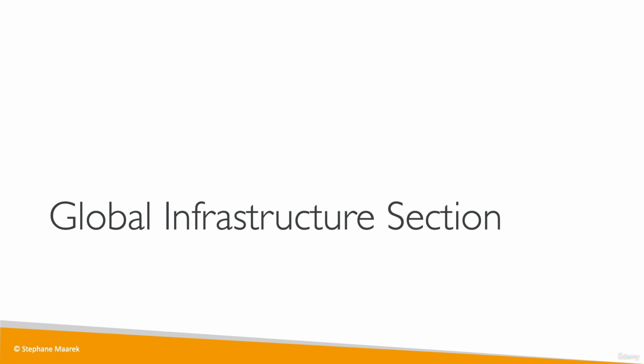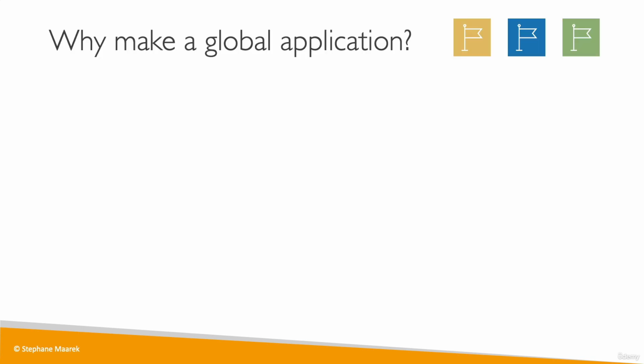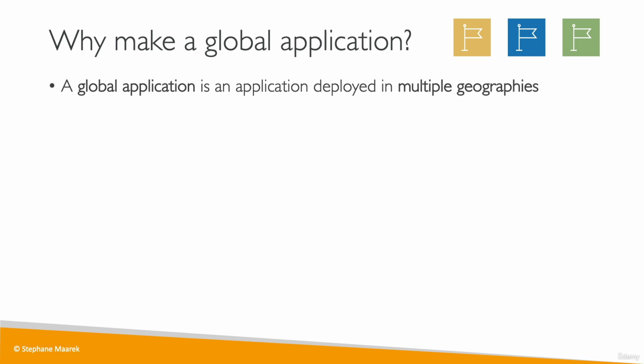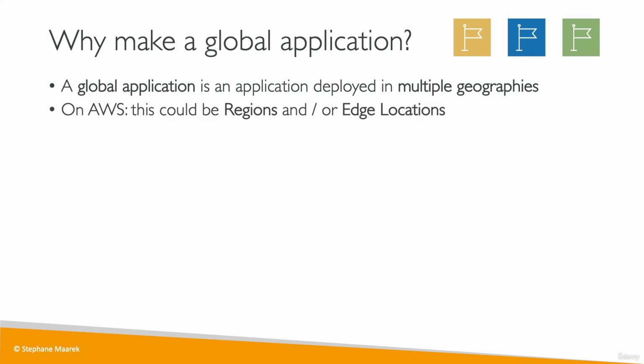Okay, so we are getting to a new section on global infrastructure in AWS. So why would you make a global application? Well, a global application is an application that will be deployed in multiple geographies. And when you translate this onto AWS, that could mean that you deploy your application onto different AWS regions or edge locations. What this gives you is that for users around the world, they will have decreased latency.